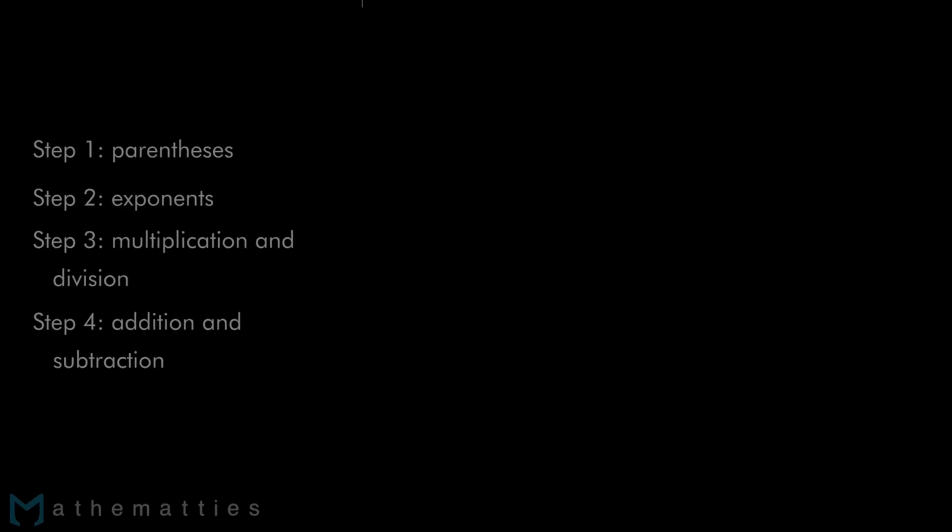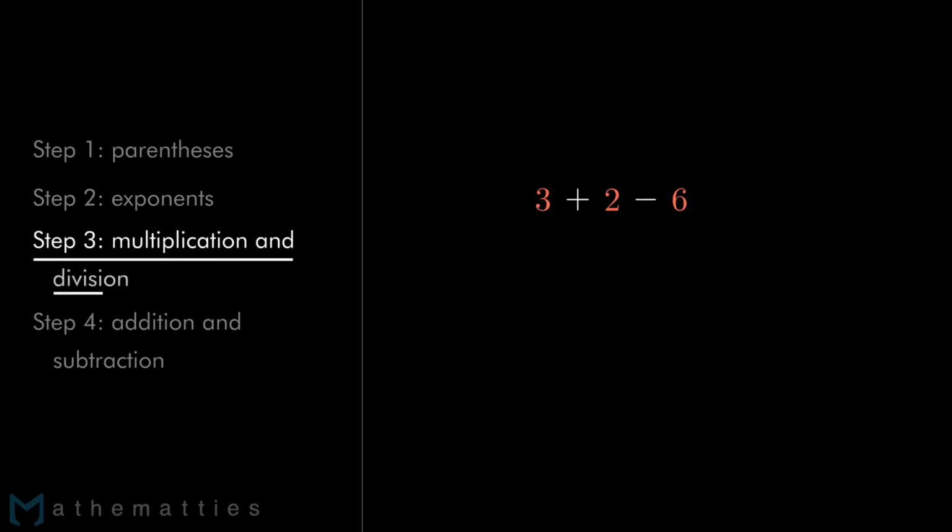The first thing to solve is 3 plus 2 minus 6. This might not seem too hard, but we will still use all the steps. As I said, building foundation is important. We do not see any parentheses nor any exponents. If you do not know what exponents are, do not worry, you will see them in other videos. We do not have any multiplications or divisions, so we arrive at step 4.